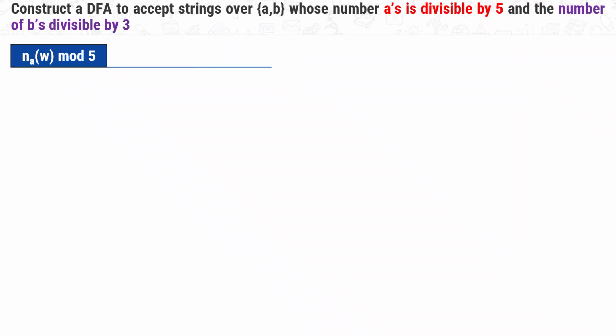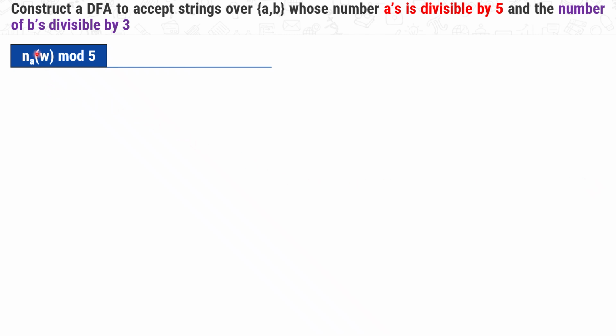All right, let's begin with the problem statement. Construct a DFA to accept strings over a, b whose number of a's is divisible by 5 and the number of b's is divisible by 3. This means our DFA must simultaneously keep track of both A's and B's using modulo arithmetic.